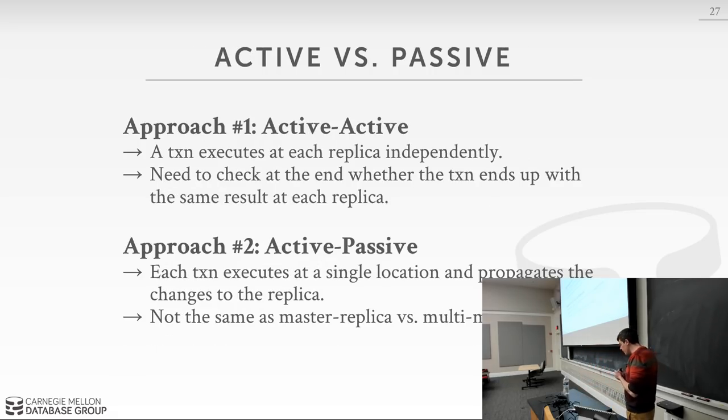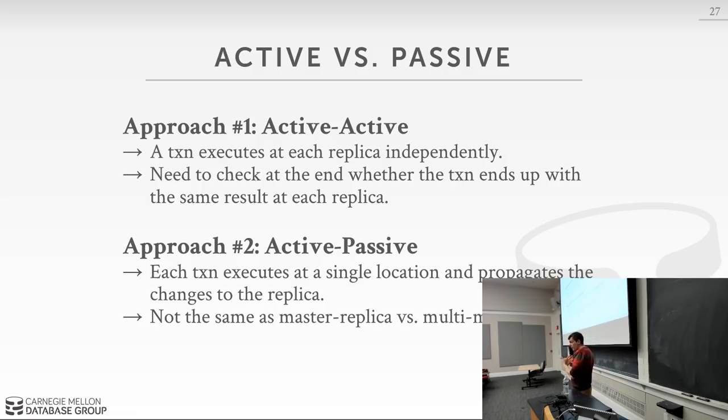The last one is, I don't know what actually to call this, but it's where the transaction is running and where it's generating changes that need to be propagated to replicas. People call this different things in different systems. So the two choices are active-active versus active-passive.